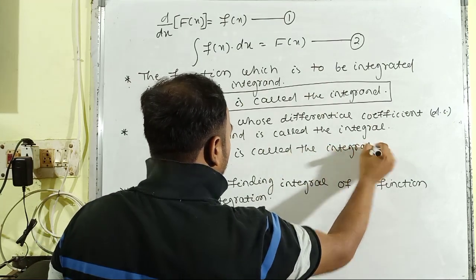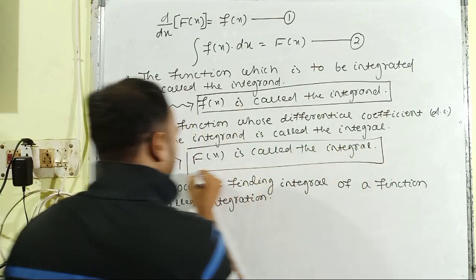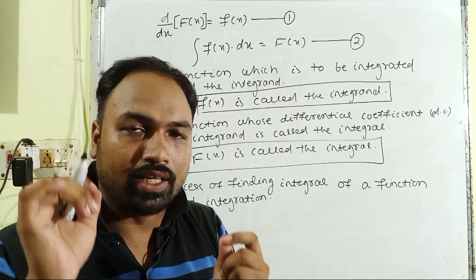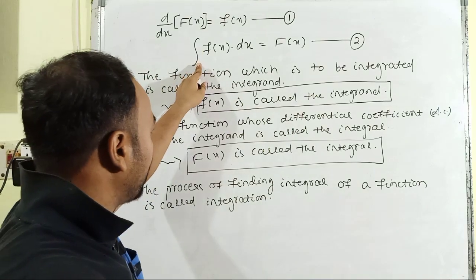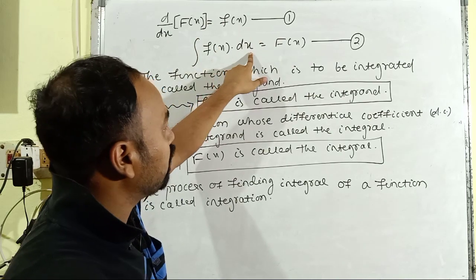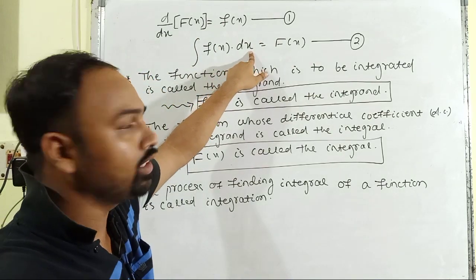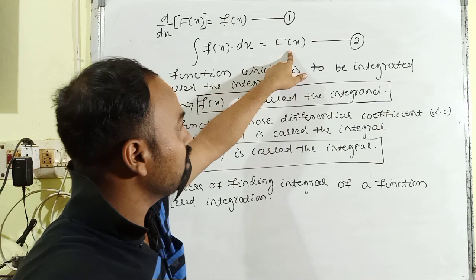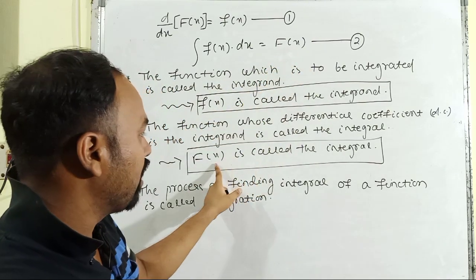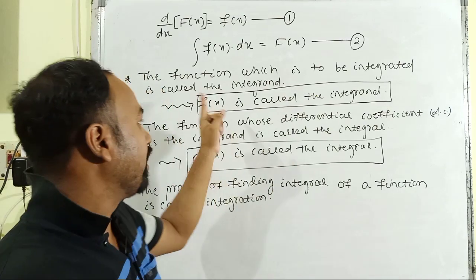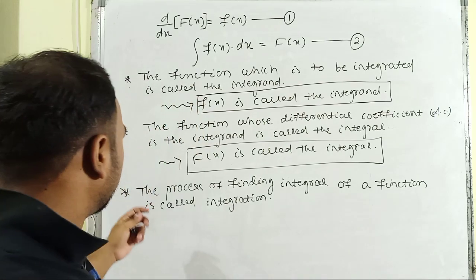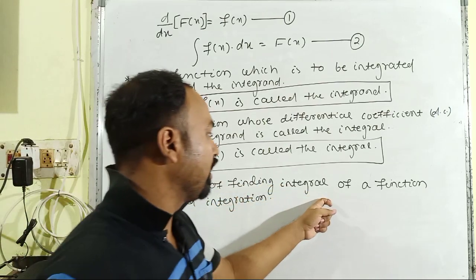Again I am repeating it. The function which is to be integrated is called the integrand. And after the process of integration of the integrand with respect to the variable, and the variable is x here, we get capital F of x, and this is called the integral. So capital F of x is called the integral, and small f of x in the given equation is called the integrand. Okay, let us see the process of finding the integral.